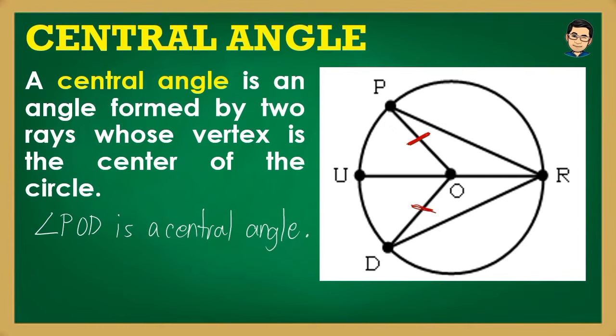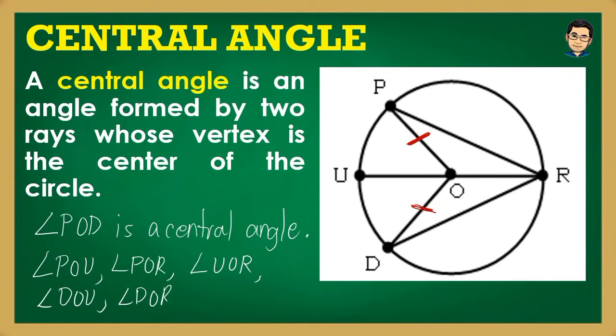What else? Marami pa pong mga central angle ang pwede nating pangalanan dyan. Pwedeng angle POU, angle POR. What else? Pwede rin naman angle UOR. Straight angle siya. Ano pa ba? Angle DOU. Angle DOR. Ayan. Mga central angles po yung mga yan. Are central angles.